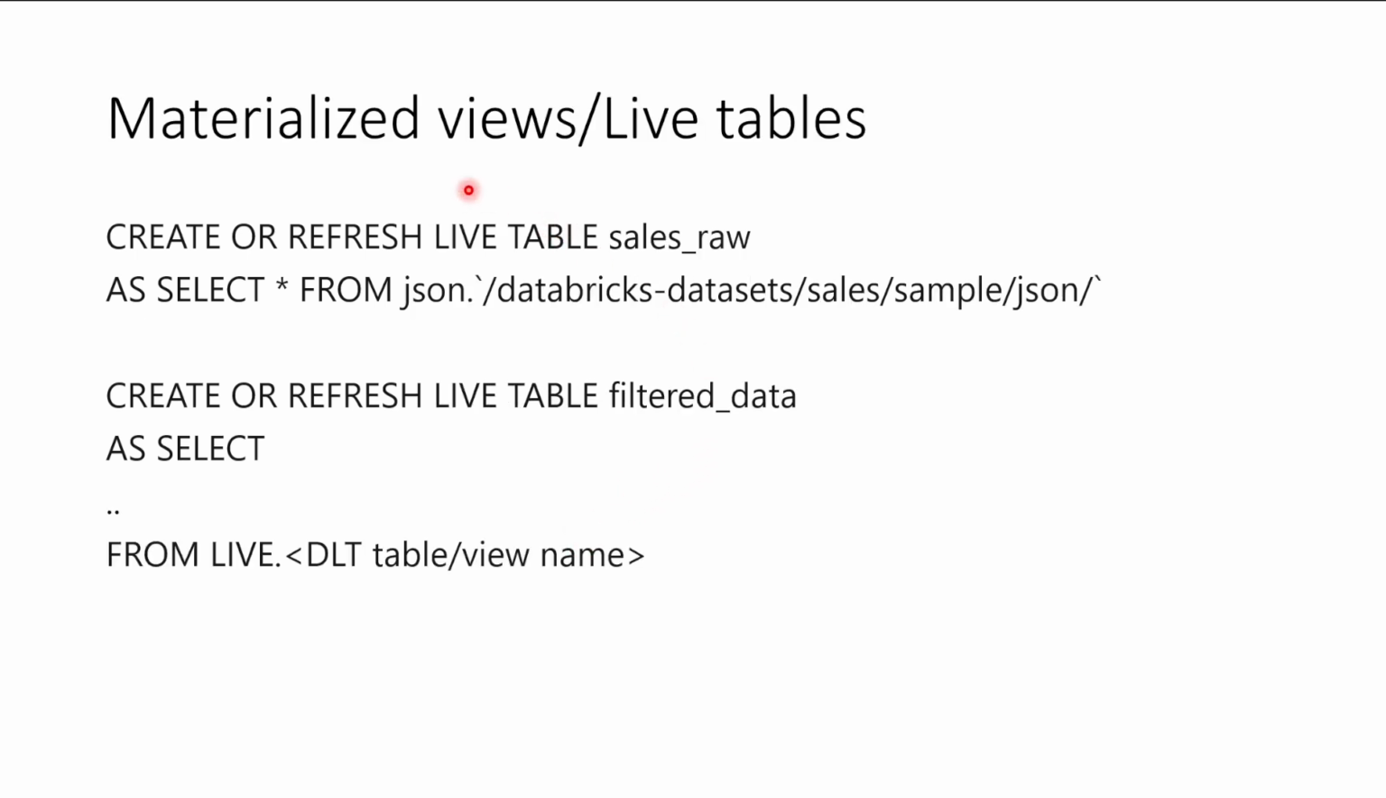The last is creating a materialized view or the live tables. The syntax is create or refresh live table, the table name, select star from the path. So in the first example, we are taking a JSON file as an input source from Databricks datasets, which is an external source to the DLT notebook. Since this is external, we are not using any live keyword when reading from the data source.